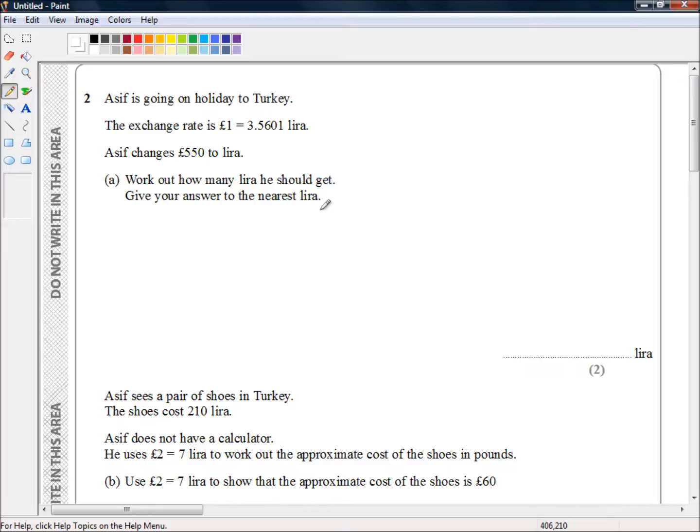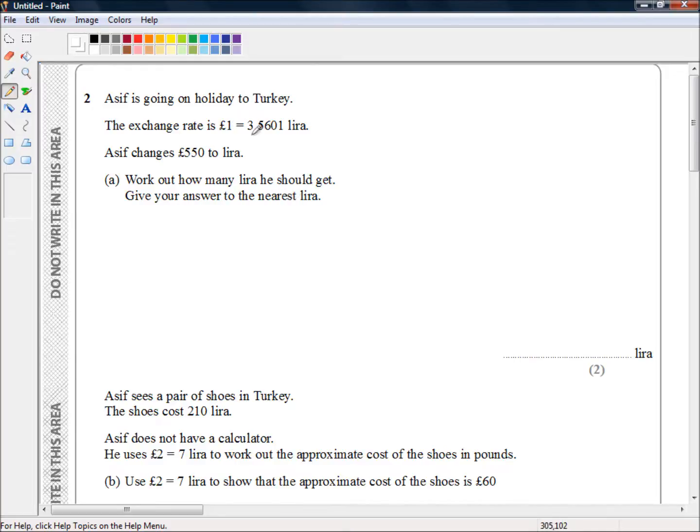I know under time pressure the temptation is just to grab your calculator and start mashing buttons. Let's take a deep breath and make sure we're doing the right thing. Are we multiplying? Are we dividing? So if £1 is just over 3 lira, then £2 would be 6 lira, £3 would be 9 lira, and so on. So we're going to expect that our answer is going to come to much bigger than 550. So we're multiplying. So we're taking the 550 and we're multiplying it by 3.5601.